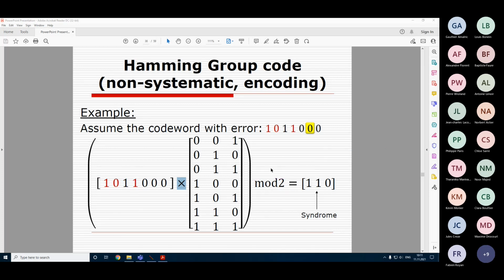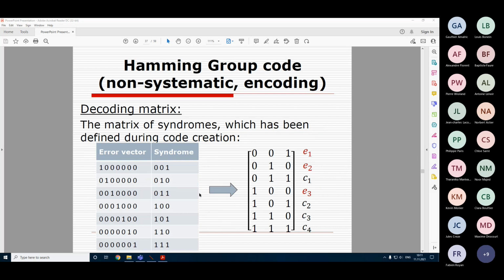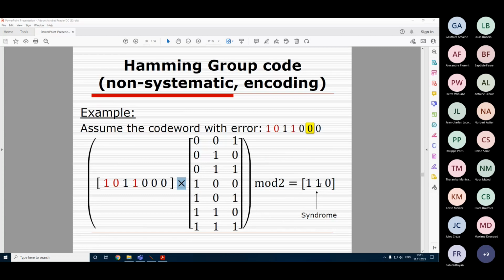So the calculation of the syndrome is pretty straightforward. You take your code word, you multiply it with this matrix, and you get a syndrome. Yes, the syndrome is 6.